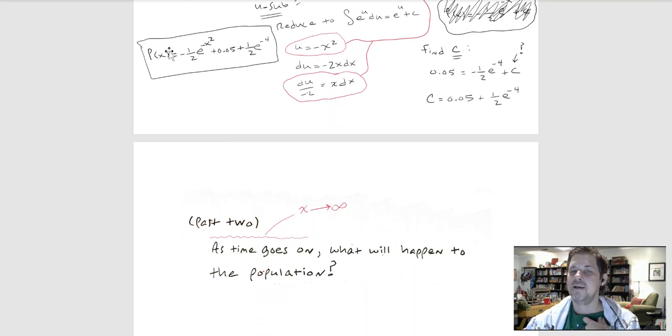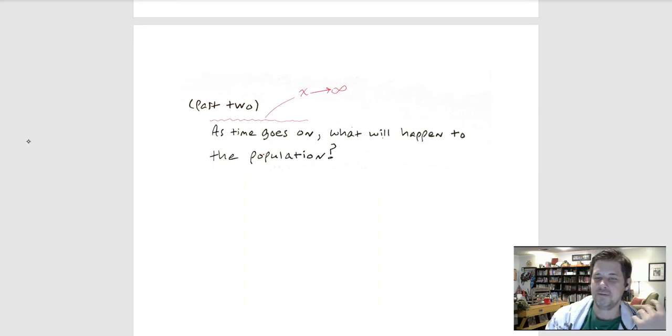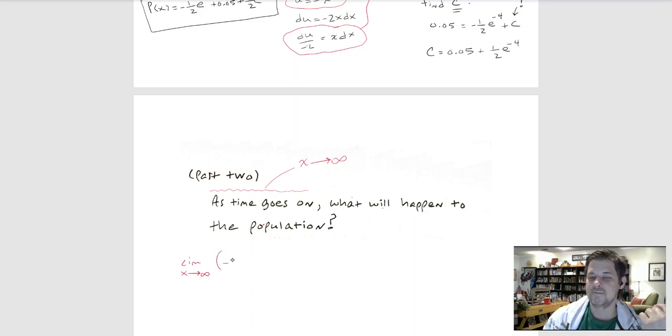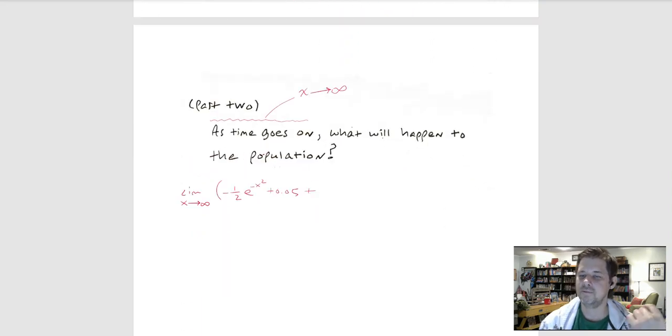So we could think of it like that, just saying if this function tells me what the population is at any time, and what happens as time goes on, all right? What happens as x goes to infinity? So to answer this question, what we're doing is trying to figure out the limit as x goes to infinity of this function, -1/2 e to the -x squared plus 0.05 plus 1/2 e to the -4 power. Okay, all right.